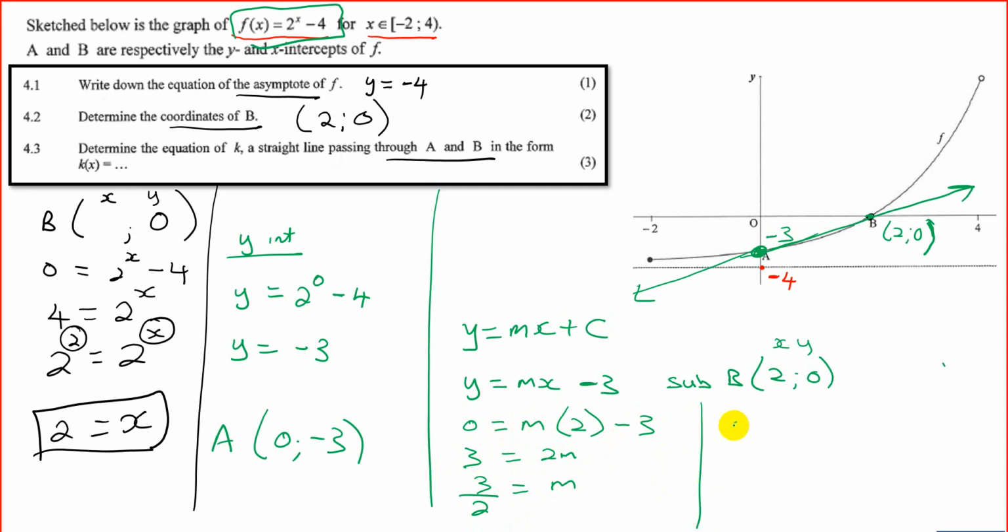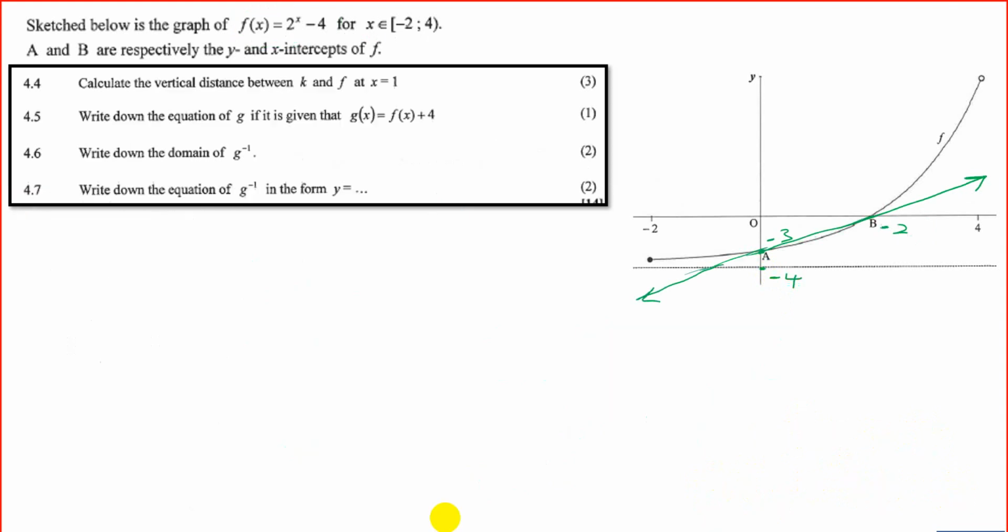And then we can say that y will be equal to mx, so that's 3 over 2 x, plus c, and the c value is negative 3. And that is what our k of x equation would be: 3 over 2 x minus 3.